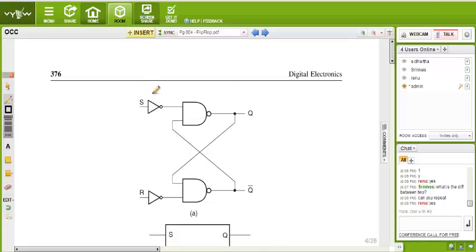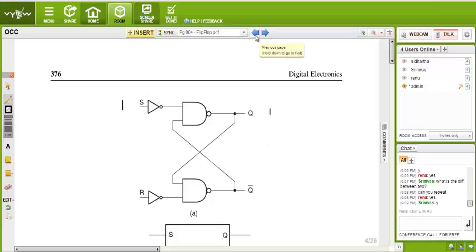See, as for our SR flip-flop, I already told you S is for set, R is for reset. So when S gets 1, then your output should be set. Set means your output should be 1. Am I right or not? As per logic. Okay. For the active high flip-flop, if your S is 1, then your output will be 1.